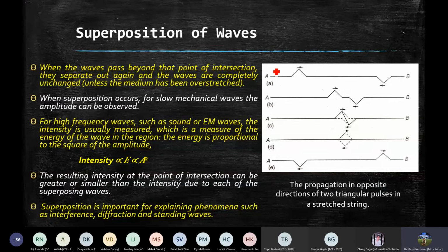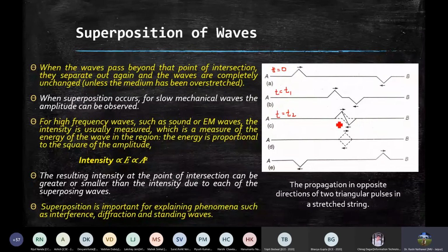Say this is t equals to 0. At t equals to t1, they come close. But at time t equals to t2, two pulses interfere. So they are interfering, and the dashed curve represents the profile of the string if each of the impulses was moving by itself.